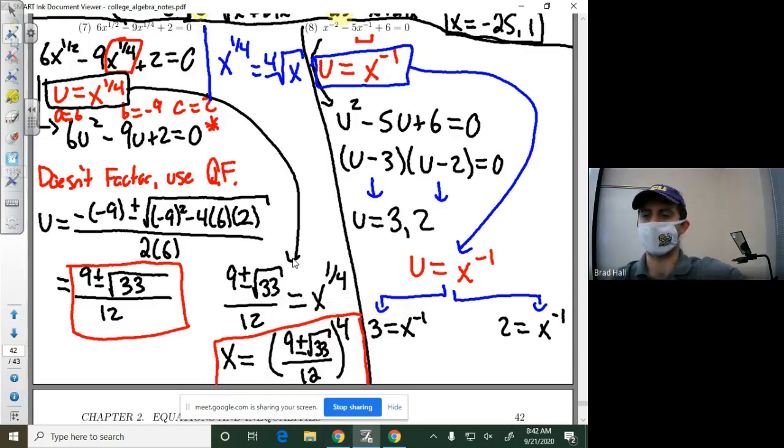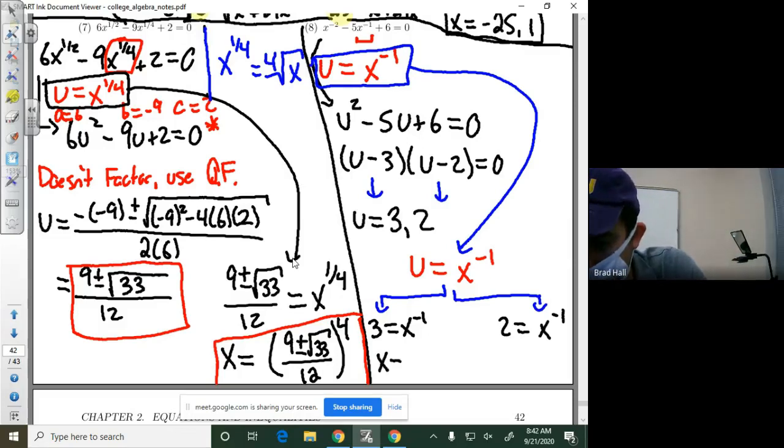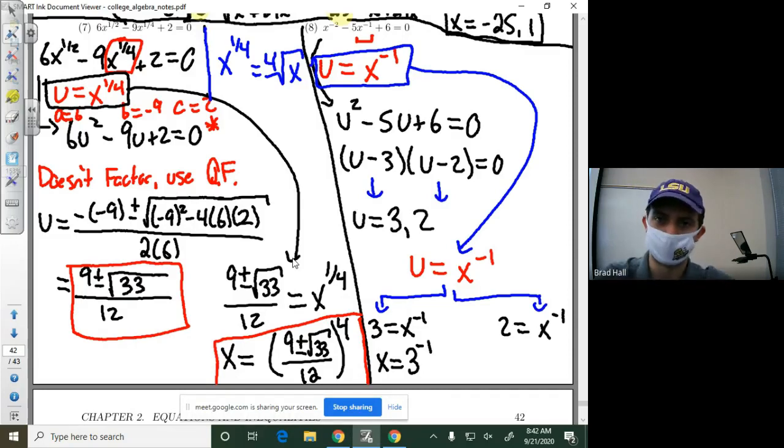So we knew how to get rid of a 1/2 power by squaring, a 1/4 power by taking the 4th root. We get rid of a negative 1 power by taking another negative 1 power. So in essence, we can get x by itself if we raise the other side to the negative 1. This makes sense because if you raise a negative 1 power to negative 1, it ends up simplifying as negative 1 times negative 1, and that's just positive 1.